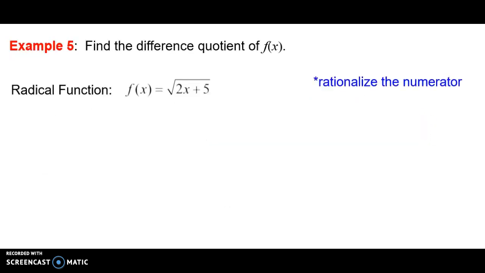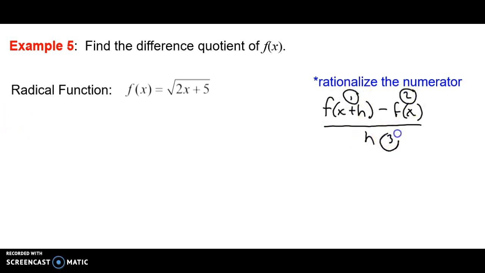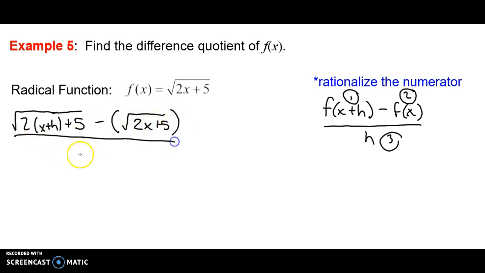All right, example 5. The rational expression, again, we're going to use f of x plus h minus f of x over h. So first part, again, there, second is there, and third is here. So I'm going to rewrite this substituting x plus h first. So I get the square root of 2 times x plus h plus 5, minus, in parentheses, the square root of 2x plus 5, all over h.